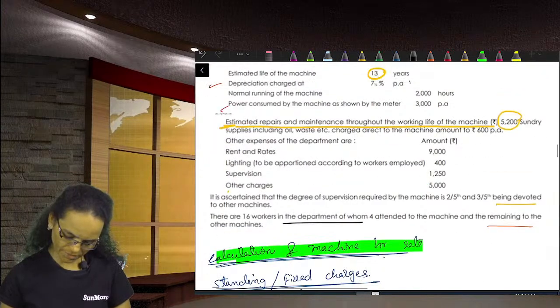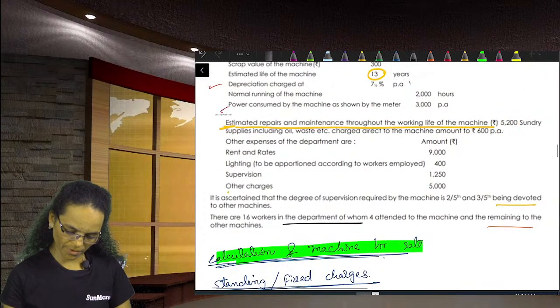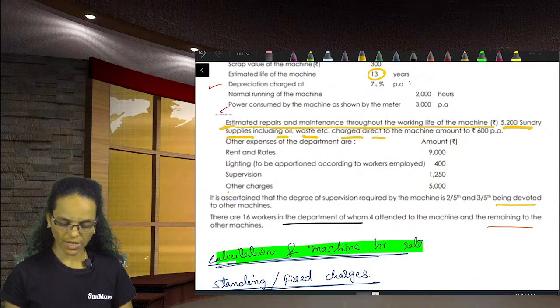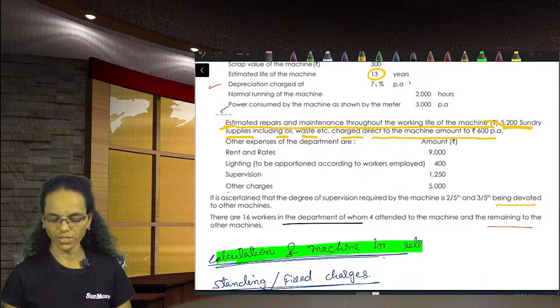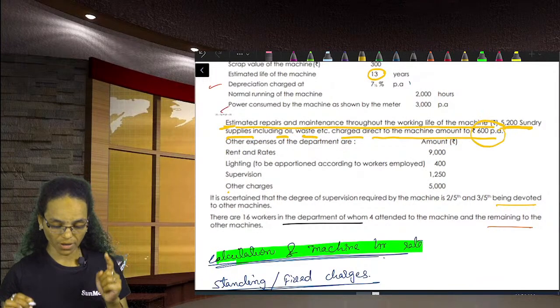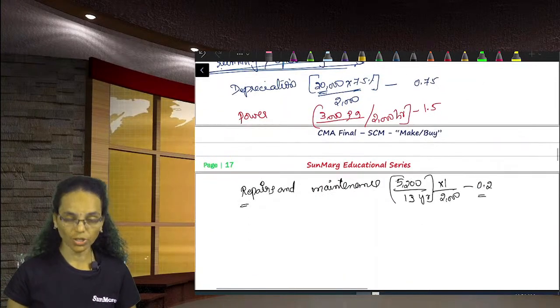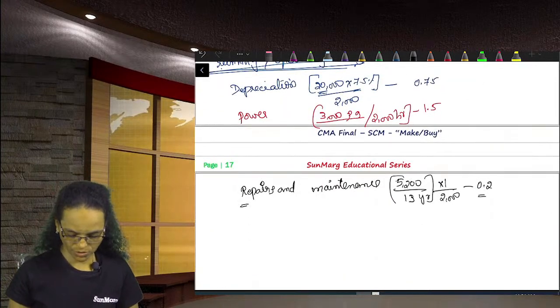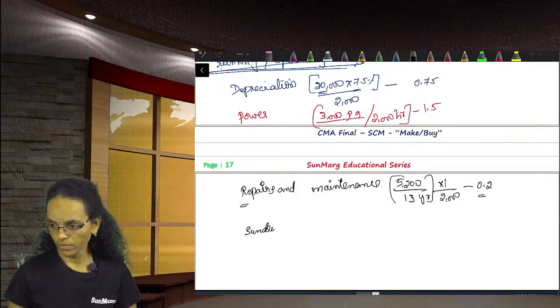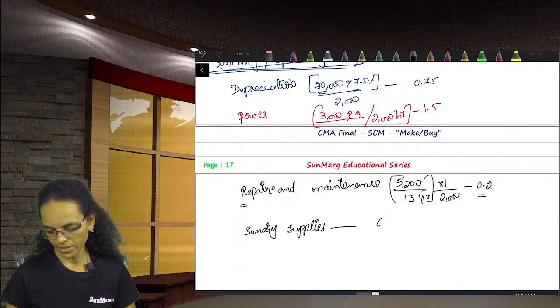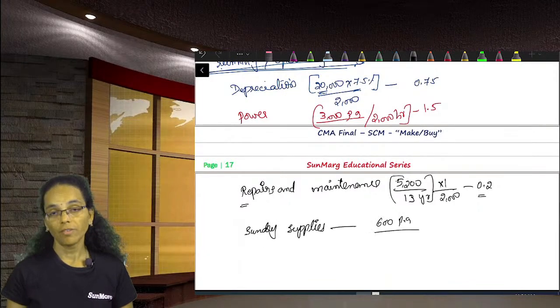Next thing, sundry supplies including oil, wastage and all charged directly to the machine, amounting to 600 rupees per annum. We are talking about this particular machine. So sundry supplies 600 rupees per annum. We are running the machine for 2000 hours.